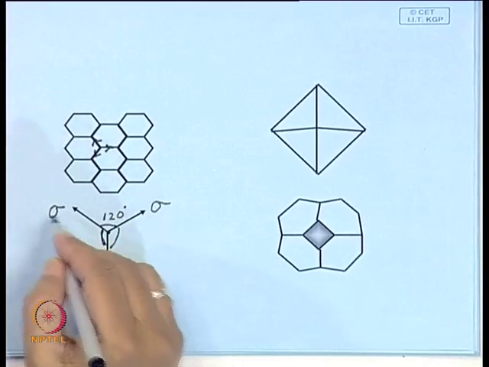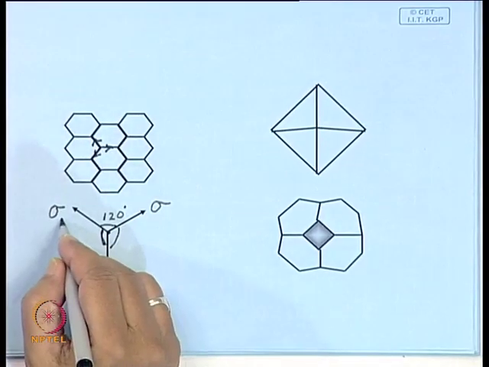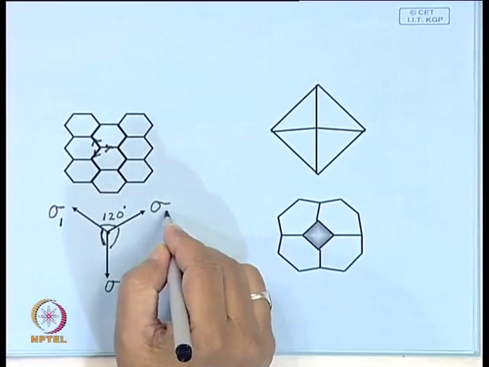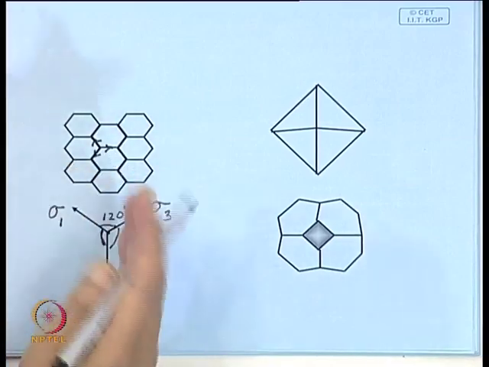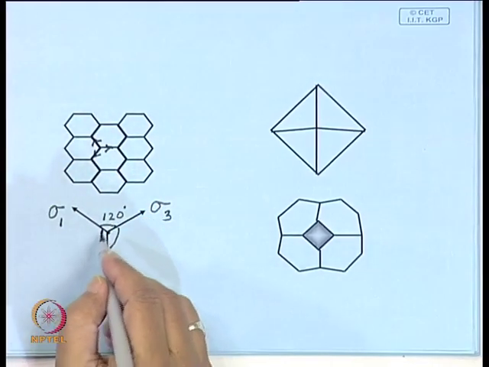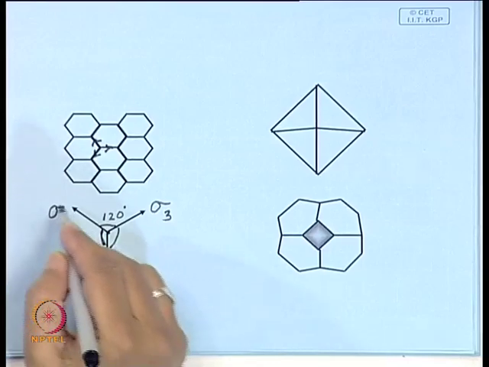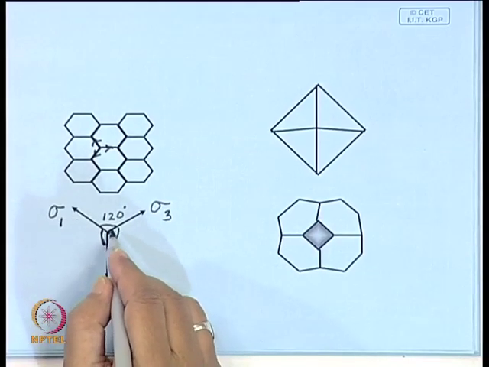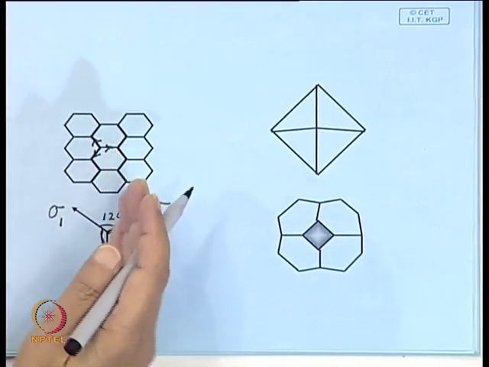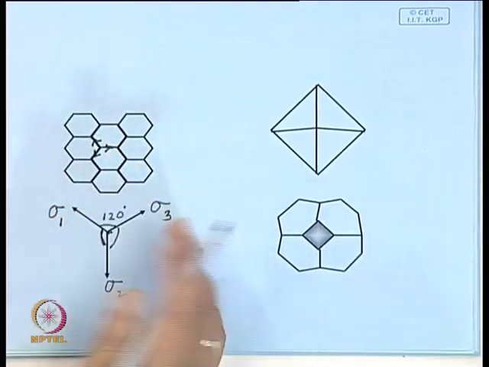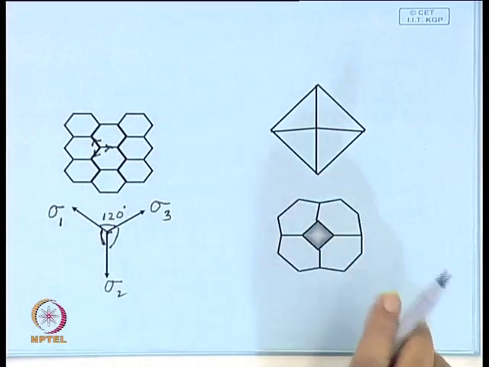So, if these grain boundary energies are a little different, sigma 1, sigma 2, sigma 3, then this will be slightly different, but these angles will still maintain that equilibrium. Say this angle may be slightly less, this may be slightly more, but the forces must balance.